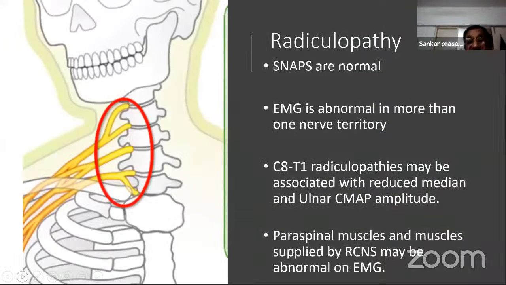In radiculopathy, SNAPs are normal, and EMG is abnormal in more than one nerve territory, so you should know where to do the EMG. C8, T1 radiculopathies may be associated with reduced median and ulnar CMAP amplitudes. Paraspinal muscles and muscles supplied by root collateral nerves may be abnormal on EMG in radiculopathies. These are the 4 points for you to understand about radiculopathy and electrophysiology. Right.